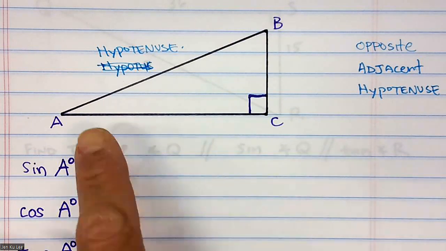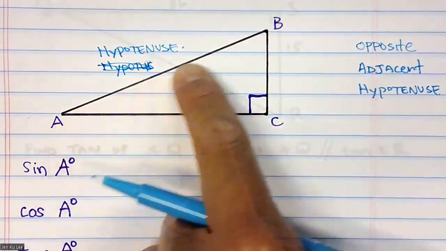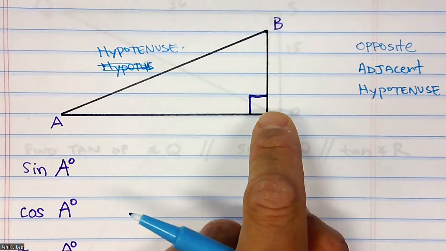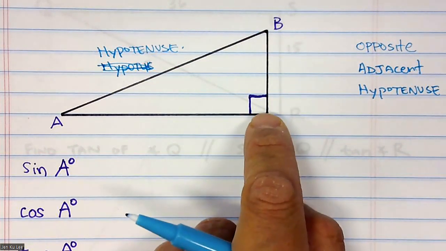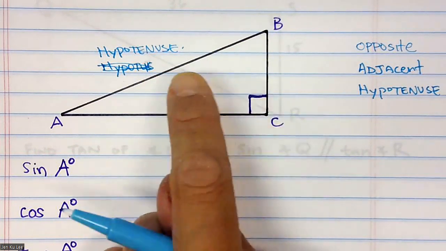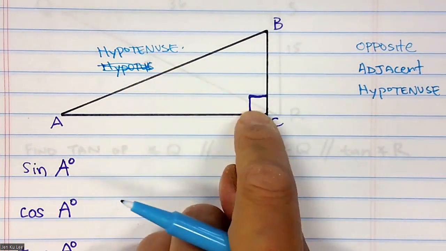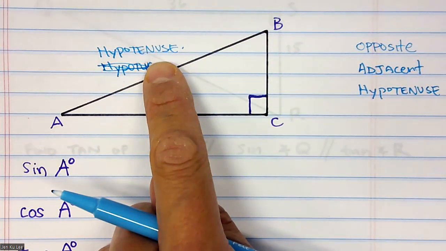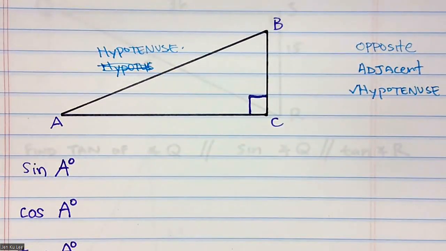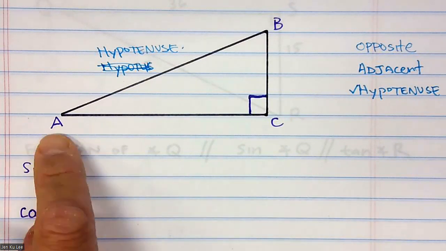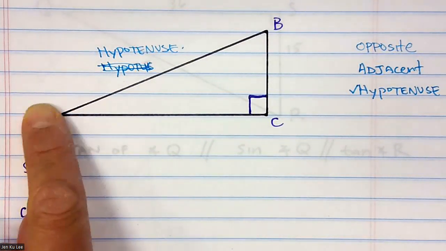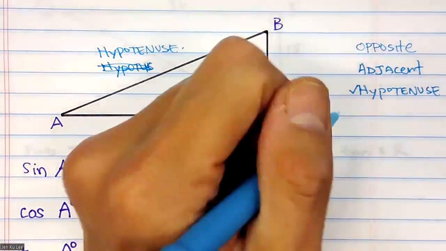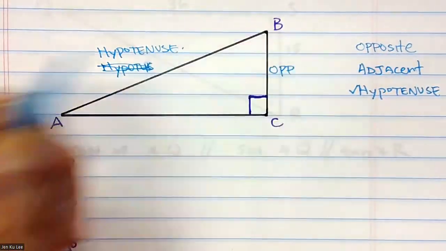All right, and the hypotenuse is always going to be opposite your 90-degree angle. Okay, remember that theorem? The side opposite the largest angle is the largest side. So 90 degrees is your largest angle. So that is your hypotenuse, the longest side. Okay, so that one's good. What is my opposite side? I'm looking at it from angle A. What is the opposite side of angle A? BC, right? Because that's directly opposite from it, and then we're going to put OPP.